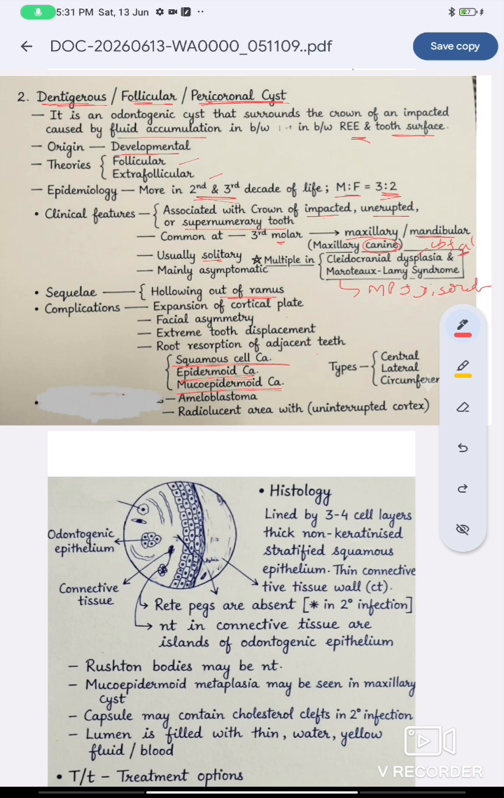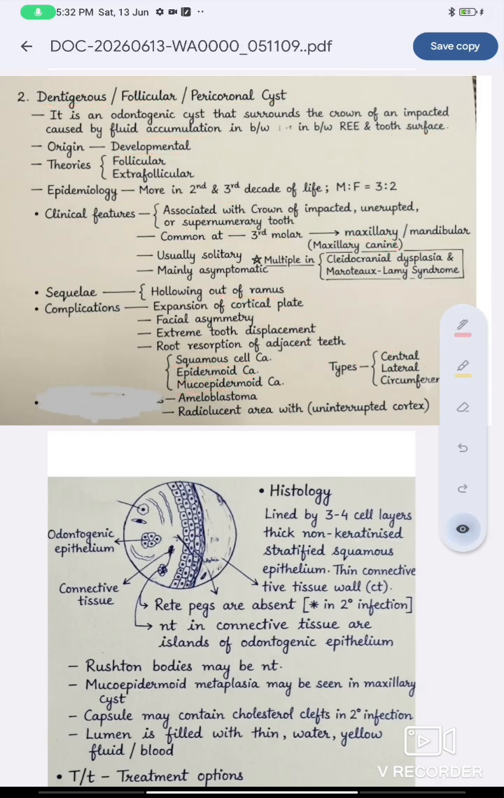There are 3 types of dentigerous cyst radiographically. These include central, lateral, and circumferential. Now, how will you differentiate between a follicle and a dentigerous cyst? In a dentigerous cyst, the follicular space is greater than 5 mm. However, in the normal follicle surrounding the unerupted tooth, it is less than 5 mm. So, if there is more than 5 mm space, then you have to suspect a dentigerous cyst.